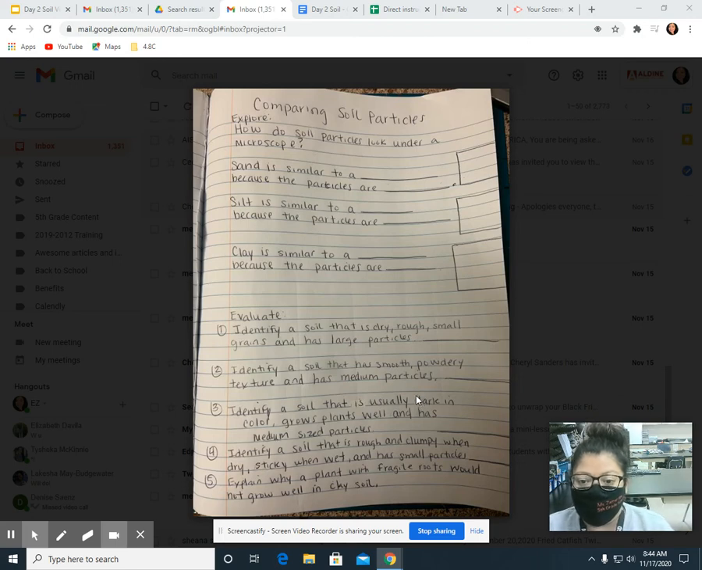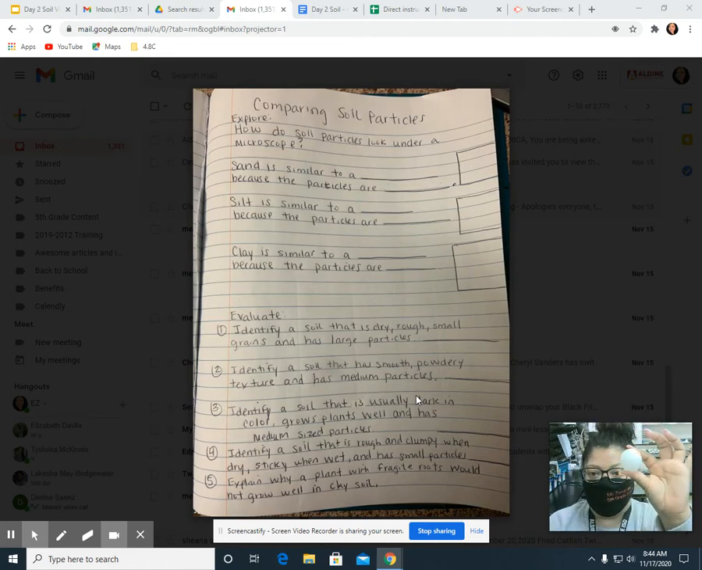Hey everybody, so today we are comparing soil particles. Your journal setup is currently on the screen. So our explore question is, how do soil particles look underneath the microscope? So we're first going to start off with sand. So sand particles can be compared to a ping pong ball.